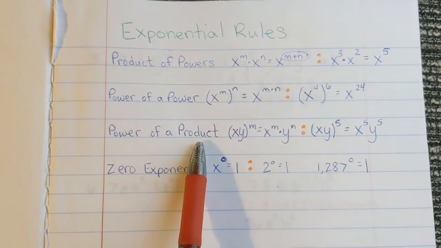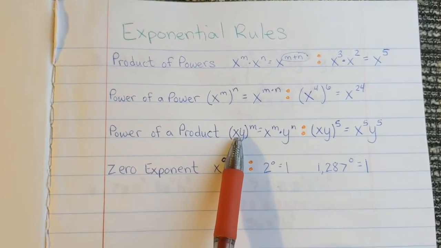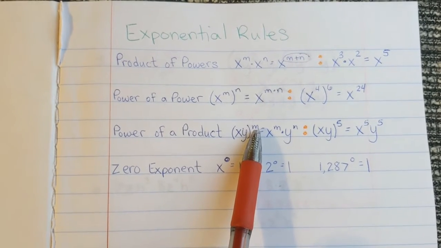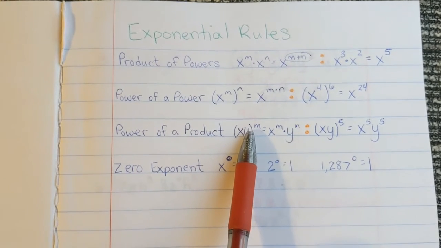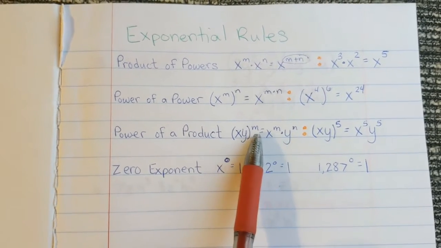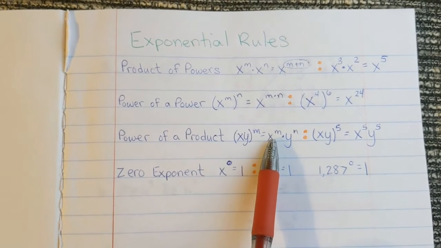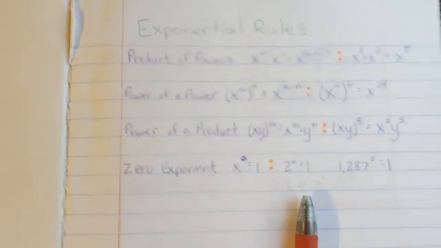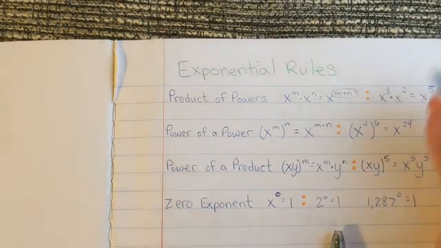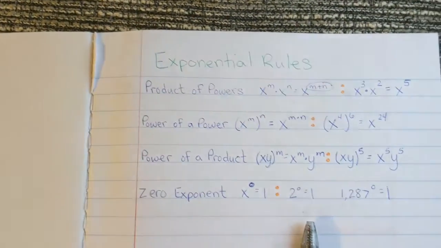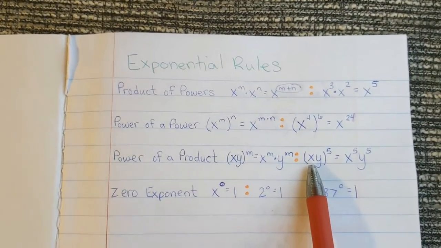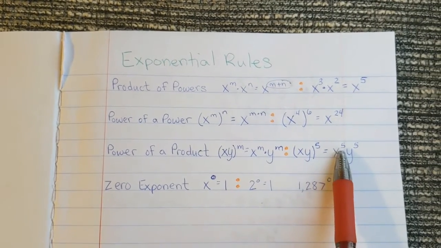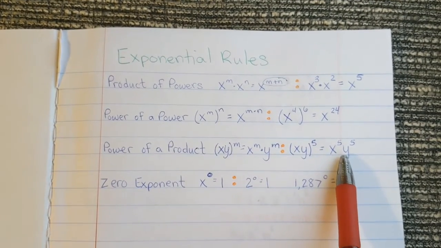Then we have the power of a product. This means that if something is in parentheses, the exponent outside gets distributed to every single thing on the inside of those parentheses. So this m goes to the x, x to the m, and the m goes to the y, so that should be y to the m. In this example, we have xy to the fifth, the 5 goes to the x, and the 5 goes to the y.